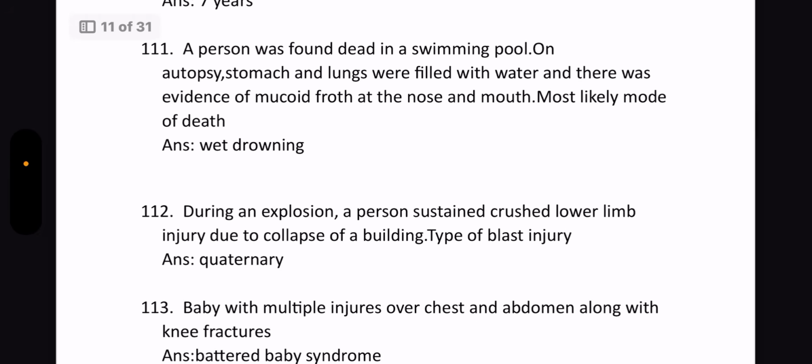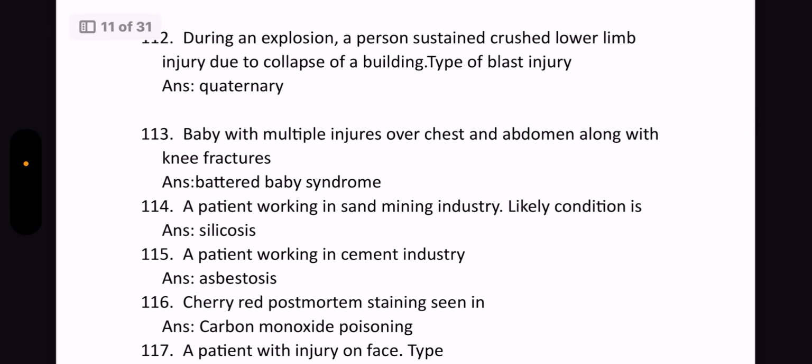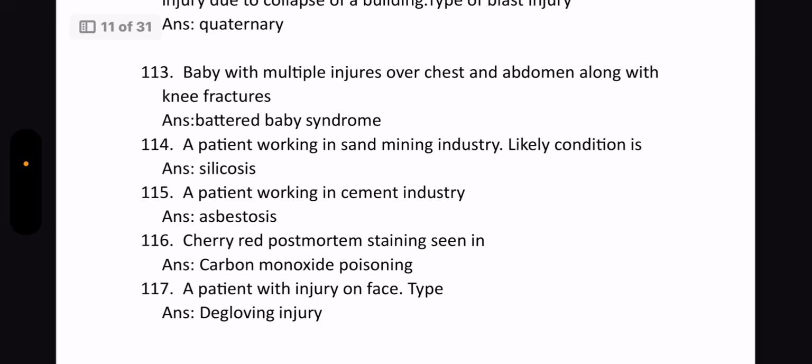Answer: 7 years. Person was found dead in a swimming pool. On autopsy, stomach and lungs were filled with water. There was evidence of mucoid froth at the nose and the mouth. Likely mode of drowning is wet drowning. Next, during an explosion, a person sustained a crushed lower limb injury because of collapse of a building. Type of blast injury is quaternary.